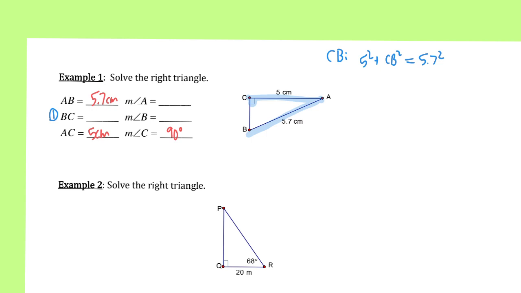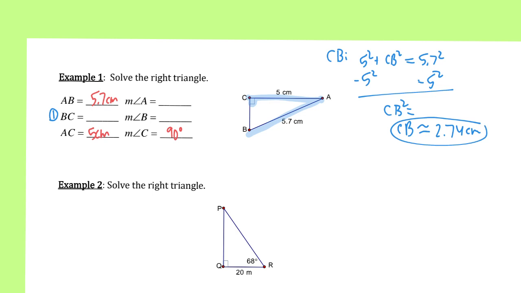I'm going to get 25, I'm going to get 5.7 squared, and I'm going to minus 5 squared from both sides. Technically, you can do CB squared is equal to 5.7 squared, subtract 5 squared, and it will give you CB squared. You just have to take the square root of that answer. When you take the square root, you're going to get 2.74. So CB is approximately 2.74, and that is going to be centimeters.